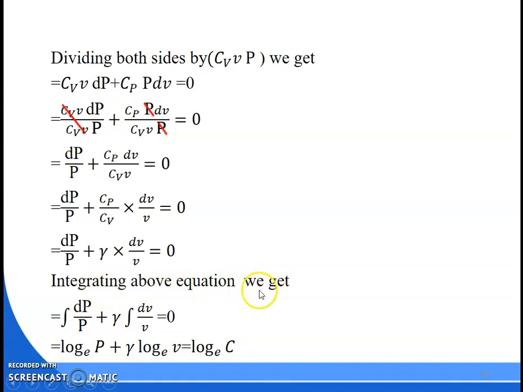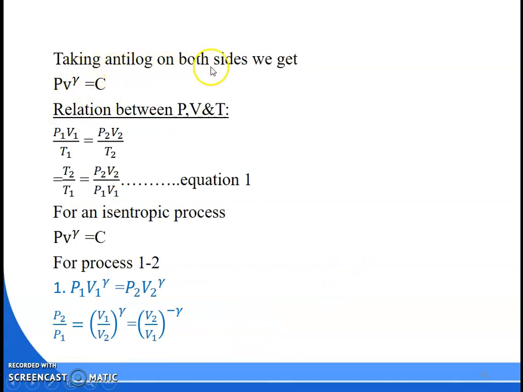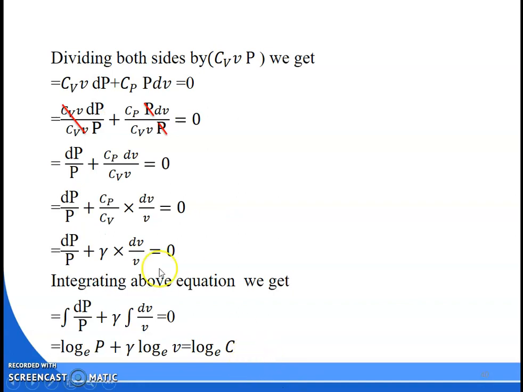So if I integrate the above equation, what do you get? Integration of dP by P plus gamma into integration of dV by V. So integration of 1 by P dP is log base e P, plus gamma into log base e V, and that is equal to, what is the integration of 0? Integration of 0 is equal to log e constant. So gamma into log e V, I can write as log e V to the power gamma. Then taking antilog on both sides, what do we get?